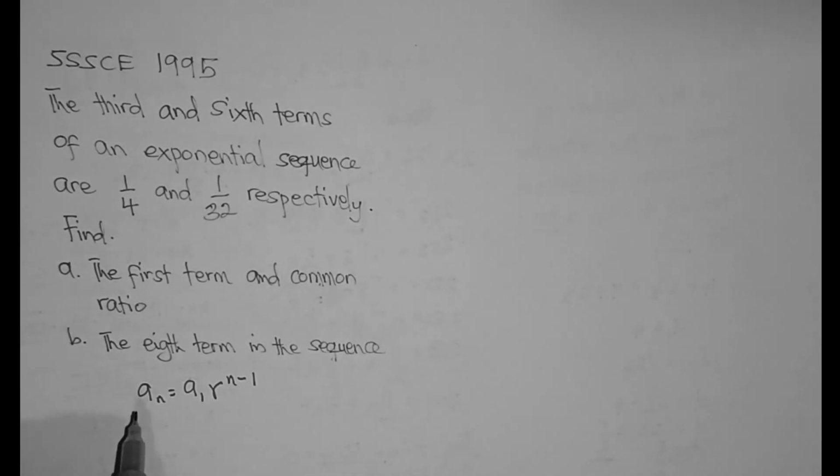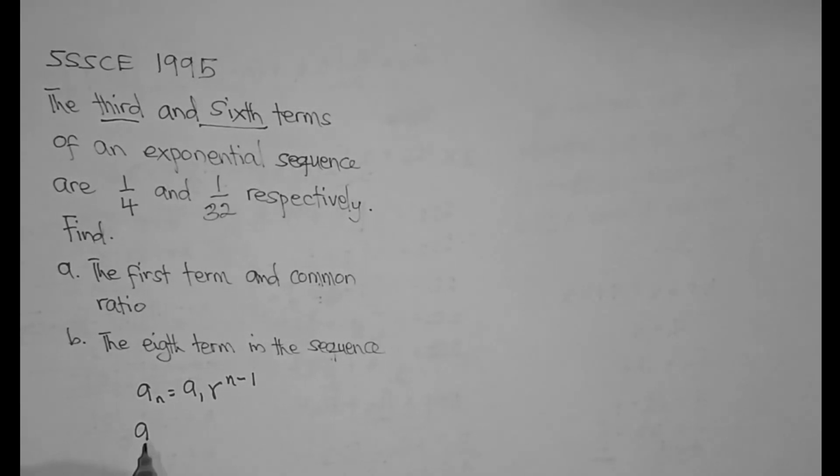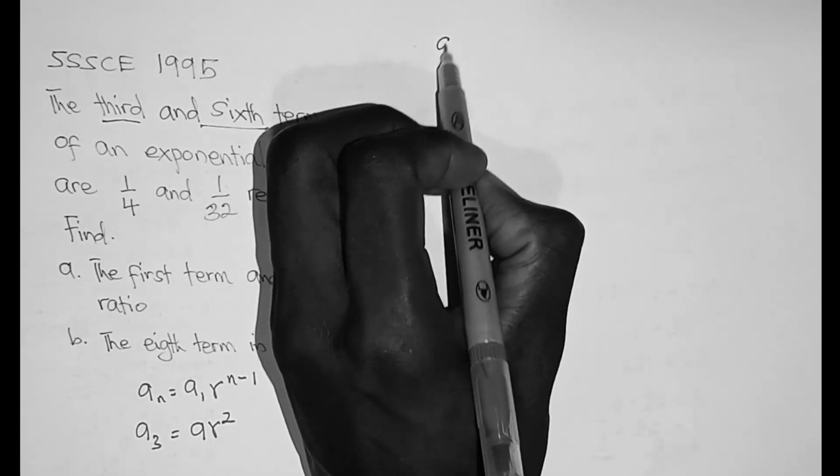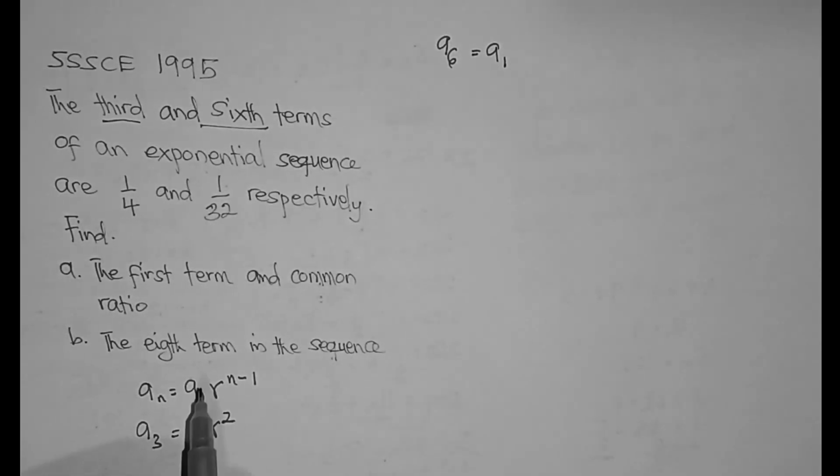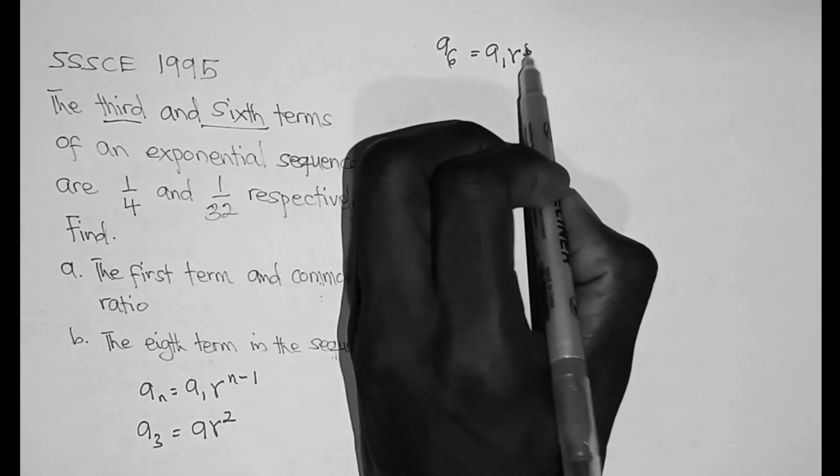So the third and then the sixth term. So let's find a3. a3 is equal to a1 times r exponent n, which is 3 minus 1. 3 minus 1 is 2, so r exponent 2. So this is a3. Then let's find a6. a6 is equal to a1 times the common ratio r exponent n, where n is 6 minus 1. 6 minus 1 is 5.